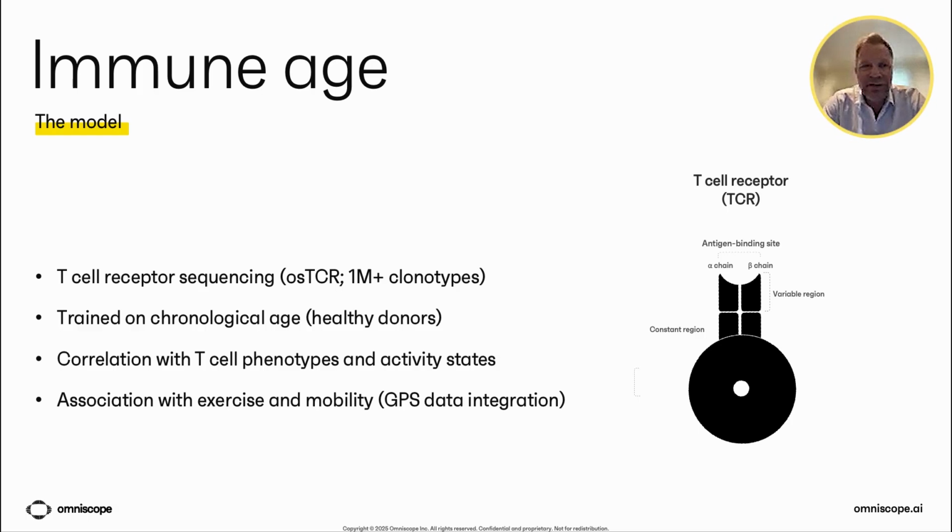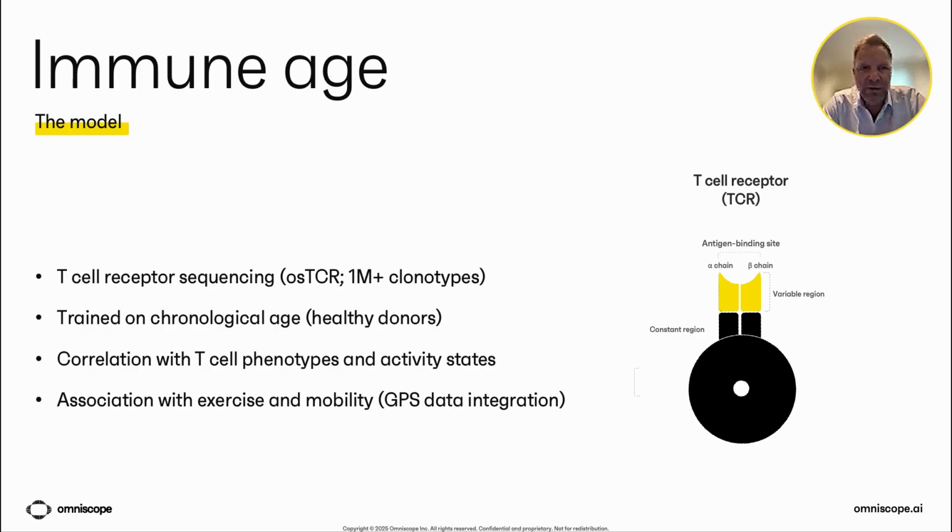To model Immunage, we're looking at the T cell receptor sequence. This is that specific part of the T cell receptor recognizing these diseased cells. Those T cells will get activated and start dividing, and this is a natural amplifying signal we're picking up. At Omniscope, we have developed technology called OSTCR that reads millions of these T cells, and that allows us to train a model of age using chronological age as an outcome.